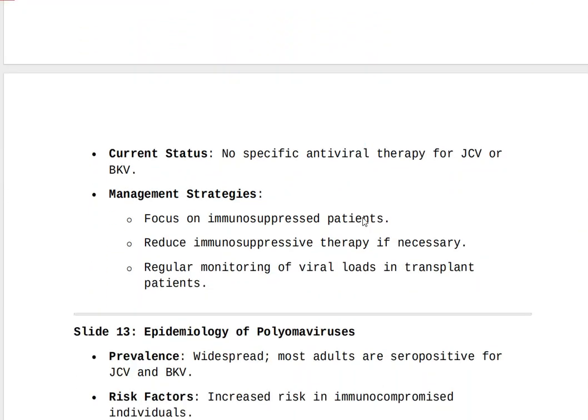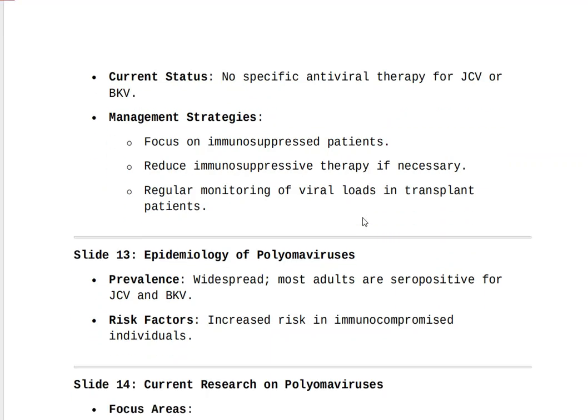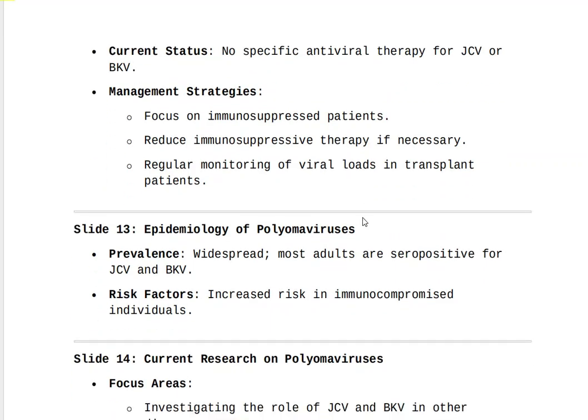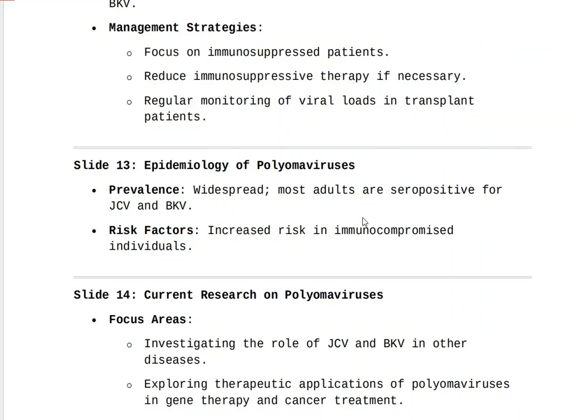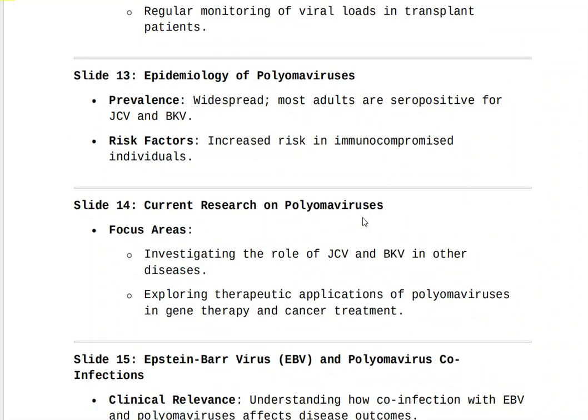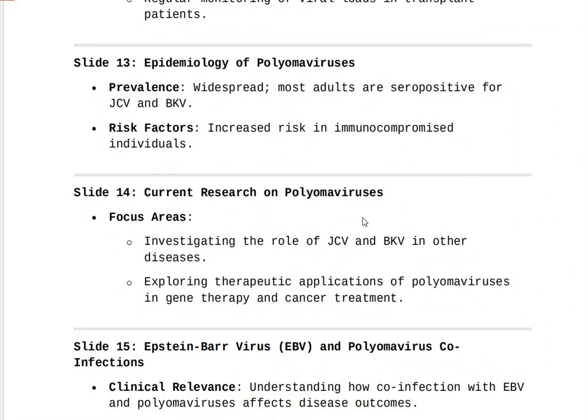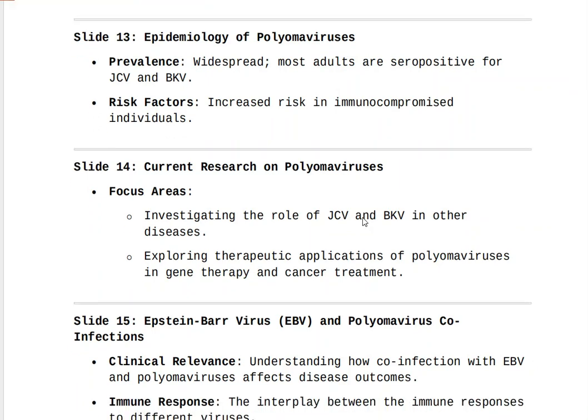Management: there is no antiviral therapy for these viruses. So we should focus on immunocompromised patients because they are likely to be infected by this virus. Reduce immunosuppressive therapy if necessary because that may put them at higher risk for infection. And regular monitoring of viral loads in transplant patients. There is a technique to measure the viral load. Prevalence is widespread, as we have noted, and the risk factor is being immunocompromised.